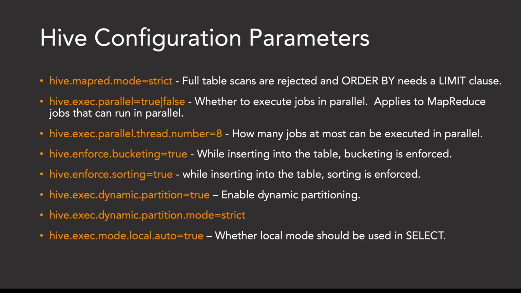The first one is Hive map reduce mode strict. You already know what this is. If you set Hive map reduce mode to strict, full table scans are rejected, and also if you mention order by, it would need a limit clause. There are some other parameters like Hive exec parallel. If you mention true, then Hive will execute the jobs in parallel. You can also mention the parallel thread number, how many jobs can run in parallel.